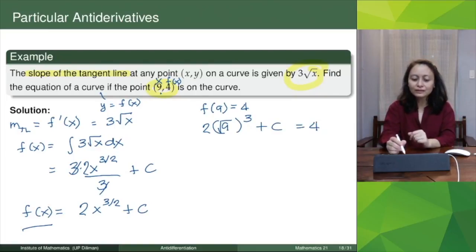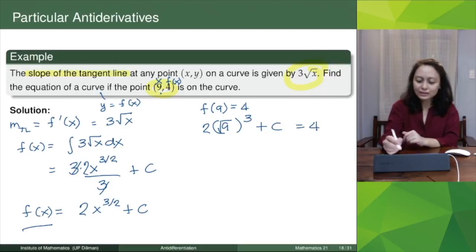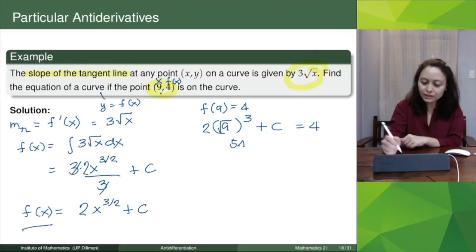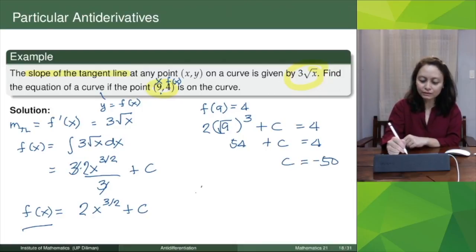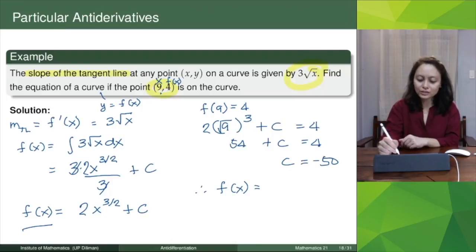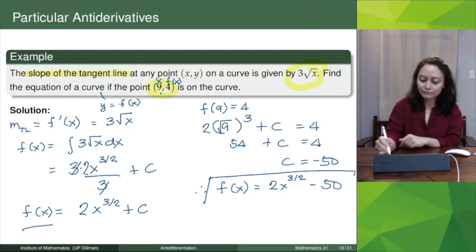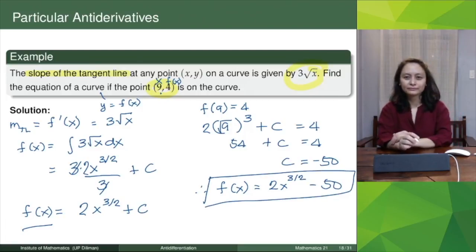Tama? Yung 9 to the 3 halves is square root of 9, or 9 raised to 1 half raised to 3. Okay, square root of 9 is 3. 3 cubed is 27, so you have 54 plus c equals 4, or c equals negative 50. Therefore, the equation of the curve, f of x is 2x raised to 3 halves minus 50. Okay? Clear?